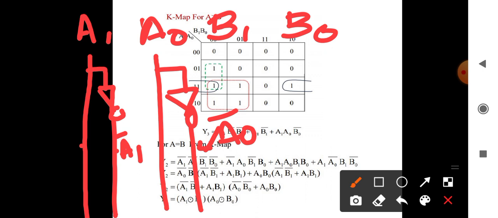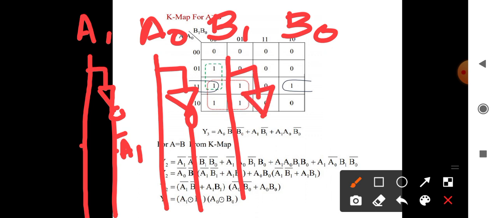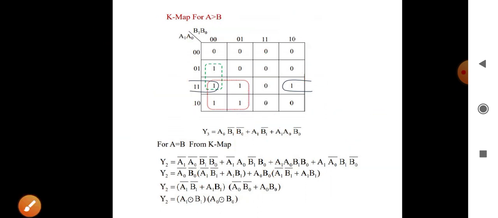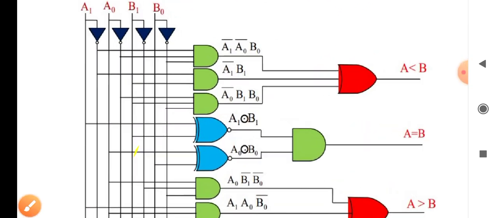So like this, we can take B1 and just note it, and you will be getting B1. So the value here is B1, the value here is B1 complement. Similarly B naught, and if you note it, you will be getting B1 B naught here, but the value here is B naught complement. Okay, so same thing is being used here.